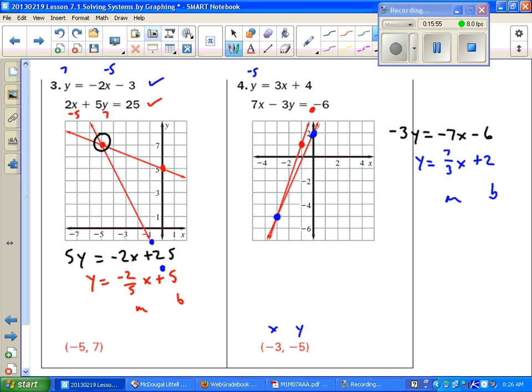-5 in place of Y, 3 times -3 is -9. -9 plus 4 is -5. This one's a true statement. Check the other one as well. Plug in -3 in place of X and -5 in place of Y. 7 times -3 is -21. And negative times a negative will give you a positive 15. -21 plus 15 is -6. That one is true as well.